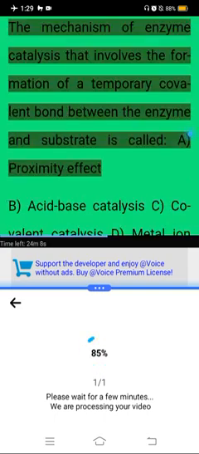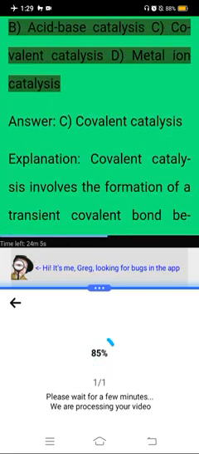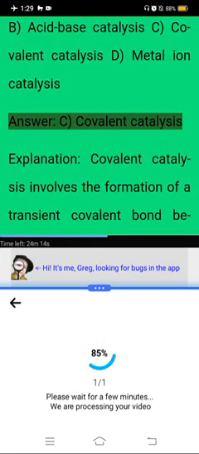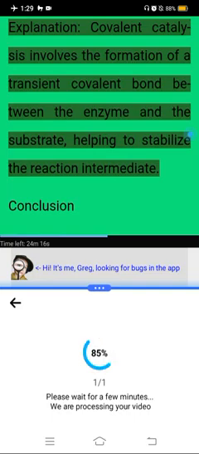Question 3, 2019. The mechanism of enzyme catalysis that involves the formation of a temporary covalent bond between the enzyme and substrate is called: A. Proximity effect. B. Acid-base catalysis. C. Covalent catalysis. D. Metal ion catalysis. Answer: C. Covalent catalysis. Explanation: Covalent catalysis involves the formation of a transient covalent bond between the enzyme and the substrate, helping to stabilize the reaction intermediate.